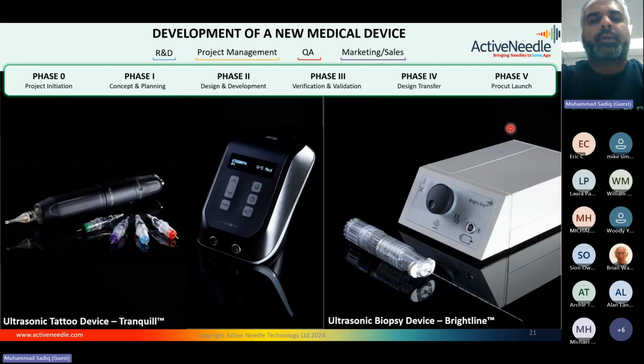So what I'm going to do now is go through essentially each of these phases and quote the example of two of the projects that I've worked on. One is the tattoo device, which we call Tranquil, and the other is the biopsy device.